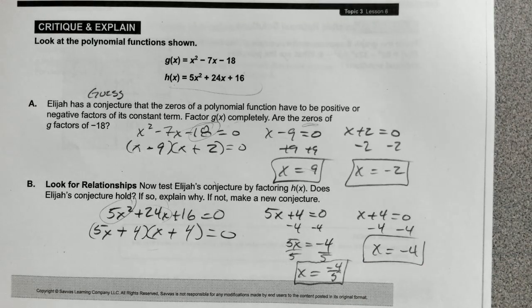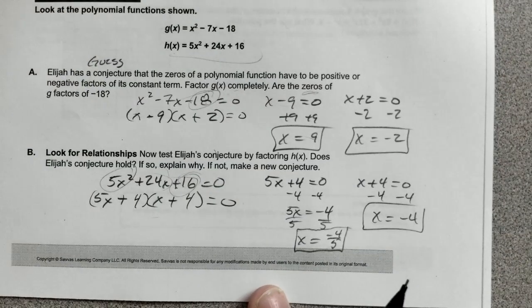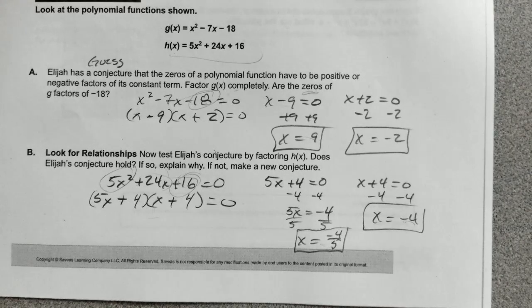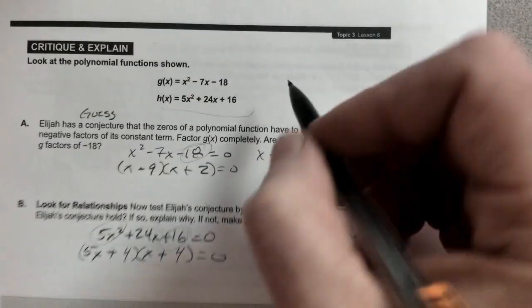Now, are the zeros factors of the constant? In other words, if I were to multiply negative 4/5 times negative 4, would the result be 16? And we can see that that is not the case. So it's not always true that the zeros are factors of the constant. But it is true in a very specific case. So I'm going to say it up here.